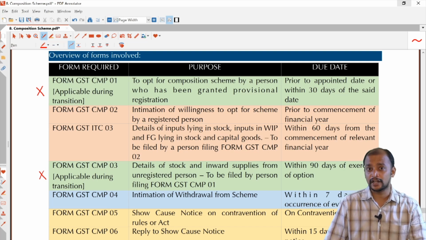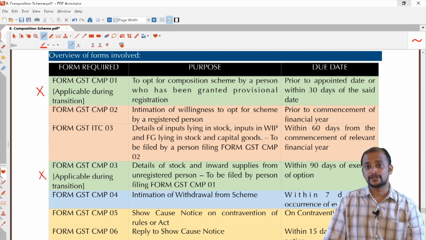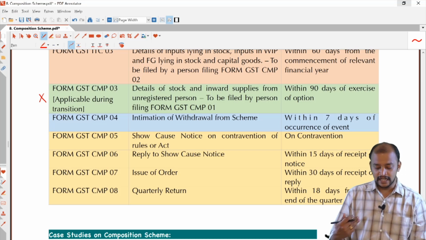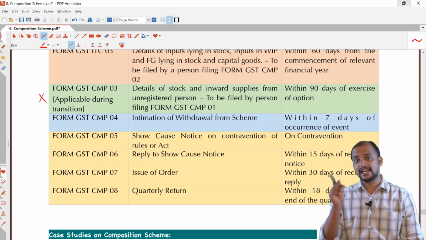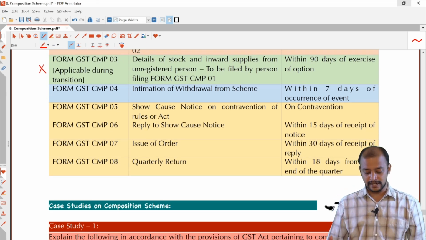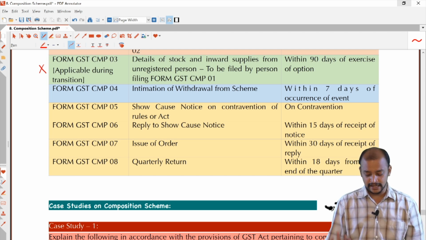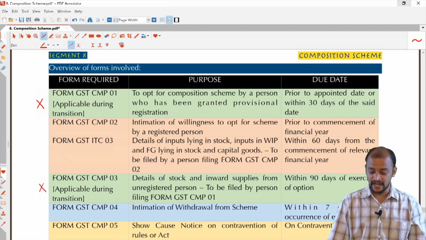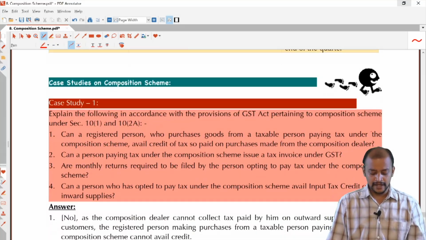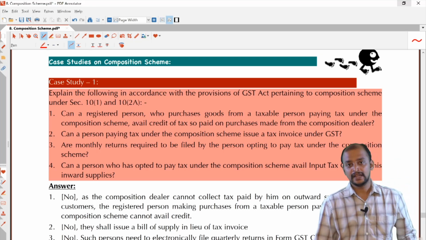CMP2 is for entering into composition scheme. When you enter into composition scheme, automatically you need to reverse, so ITC 3 I have linked. Same way CMP4, intimation for withdrawal from the scheme, then in ITC 1 we can take the ITC. Then CMP5 notice, CMP6 reply to the notice, CMP7 is issue of order, CMP8 is quarterly return. With this we completed composition scheme, and we have some case studies on the composition scheme. Have a look into that.